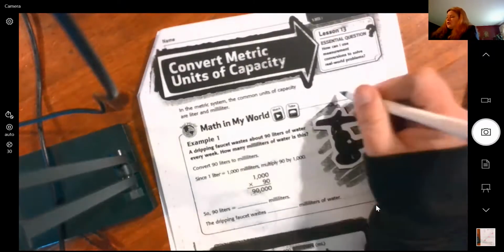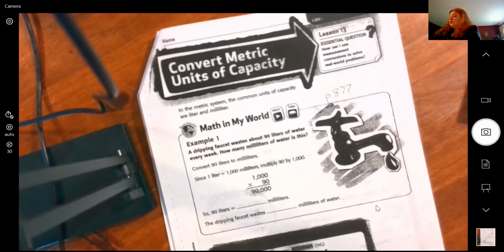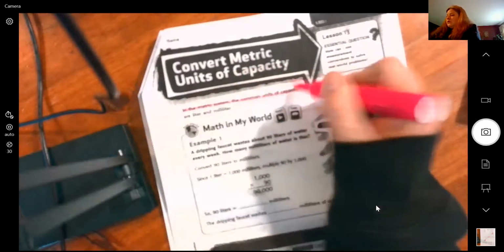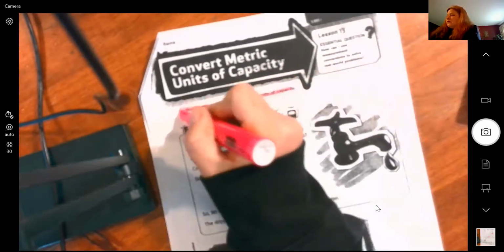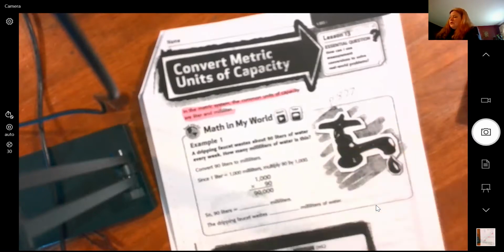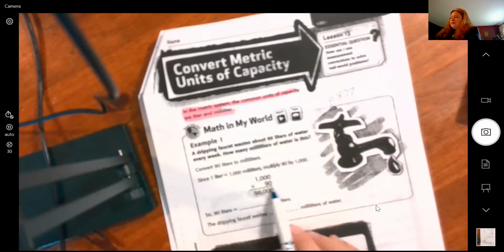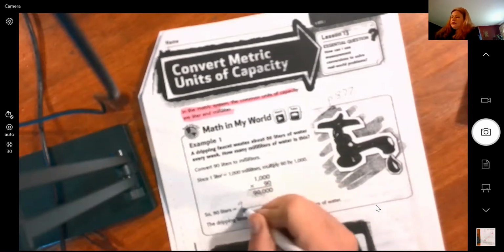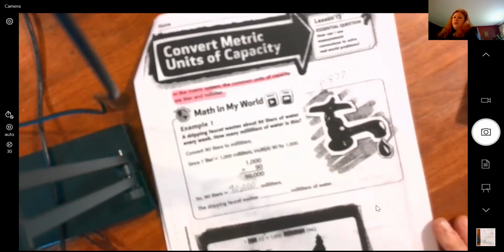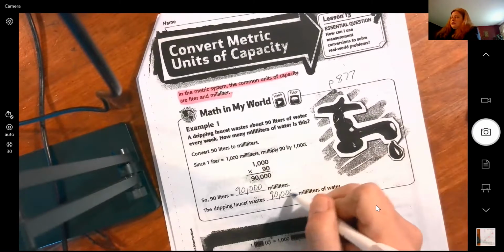All right, we are on page 877, lesson 11. The units of measurement in metric are liters and milliliters. A dripping faucet wastes about 90 liters of water every week. How much is this in milliliters? Well, if we're going from liters to milliliters, we need to multiply by 1,000. 1,000 times 90, don't forget to add your extra zeros, is 90,000 milliliters. So a dripping faucet wastes 90,000 milliliters.